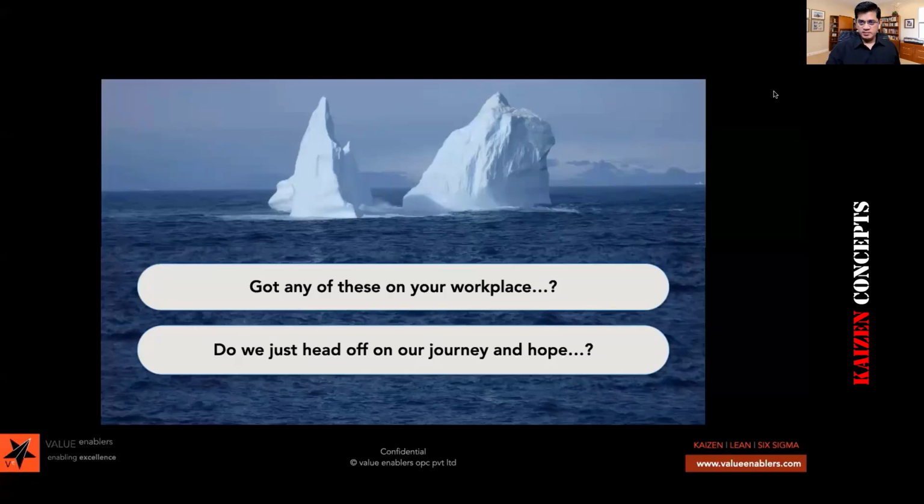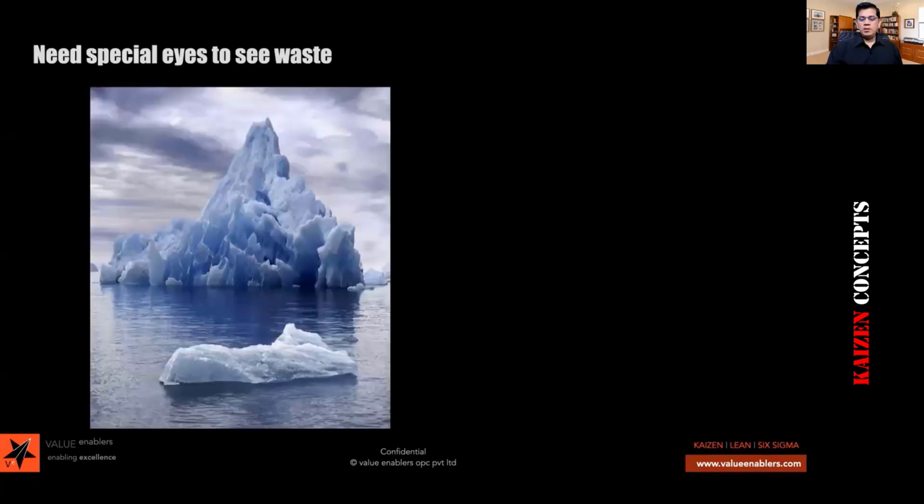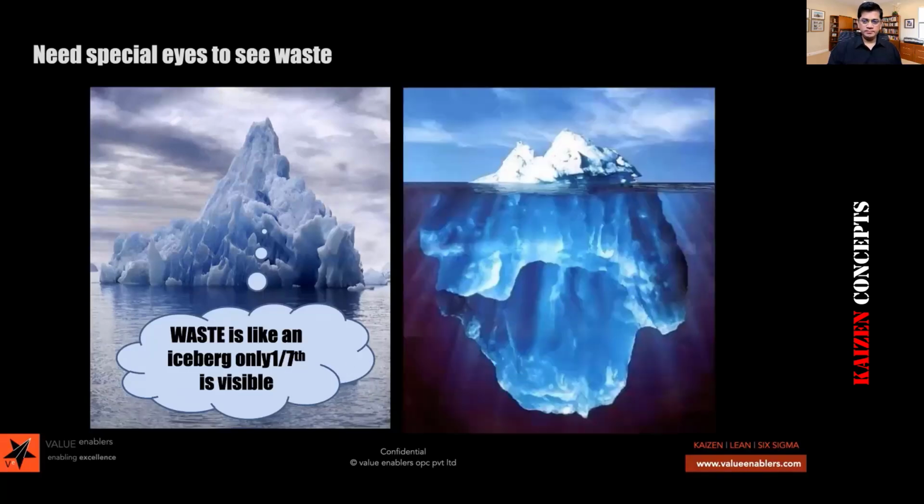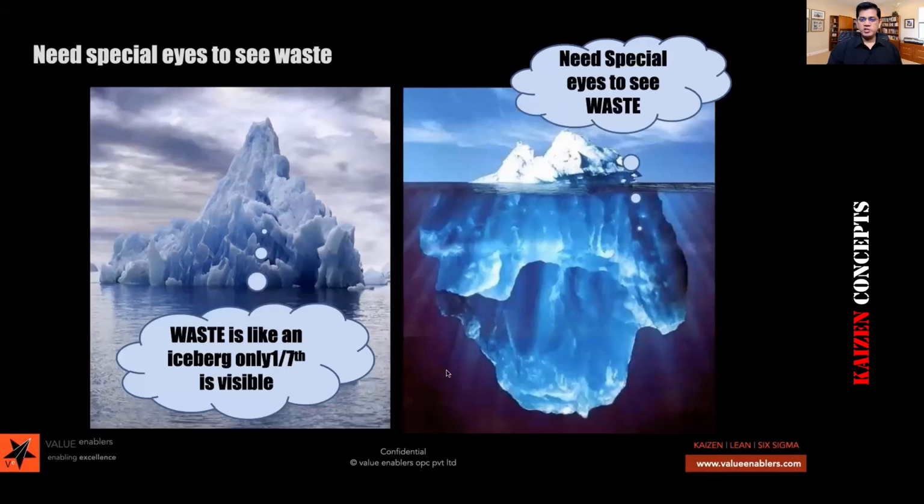When you do a project, when you do improvements, have you seen any sudden iceberg or a roadblock during your way? Have you encountered this? Do we just head off on our journey and hope for the best, or do we really do something about it? We all know it needs special eyes to see waste. Waste is just like an iceberg, right? Like he rightly said, only 1/7 is visible. So we need special eyes to see waste.